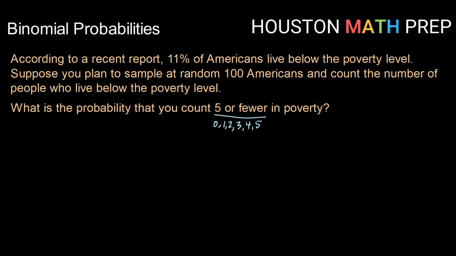So if we were to do this, we would have to find the probability that x equals 0 plus the probability that x equals 1 plus the probability that x equals 2, and so on up through the probability that x equals 5. Now that's only 6 probabilities to find and add together, but already that's seeming a little overwhelming. Imagine if I asked, what is the probability that you count 80 or fewer? Well, that would just take forever, so surely there has to be a better way, and of course there is.